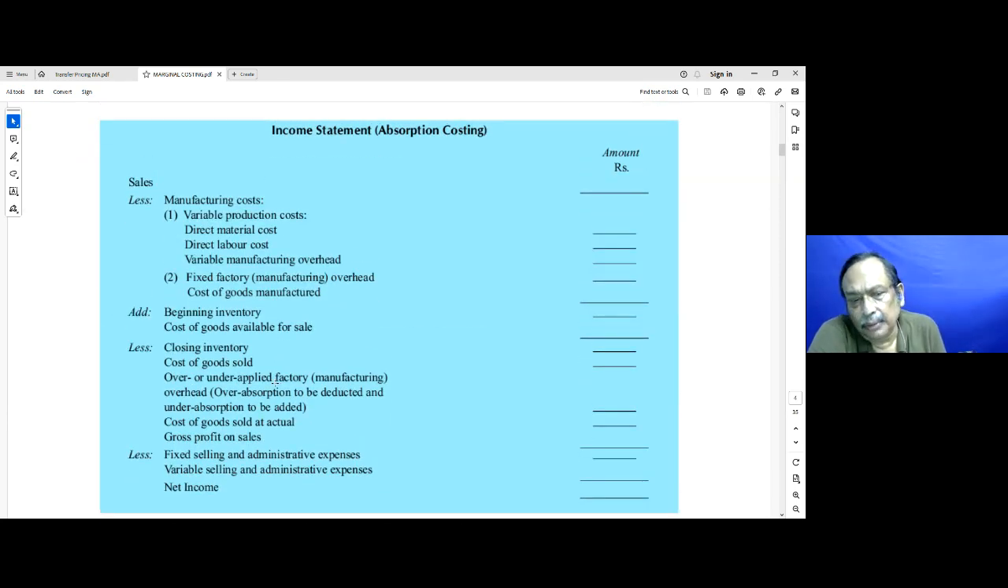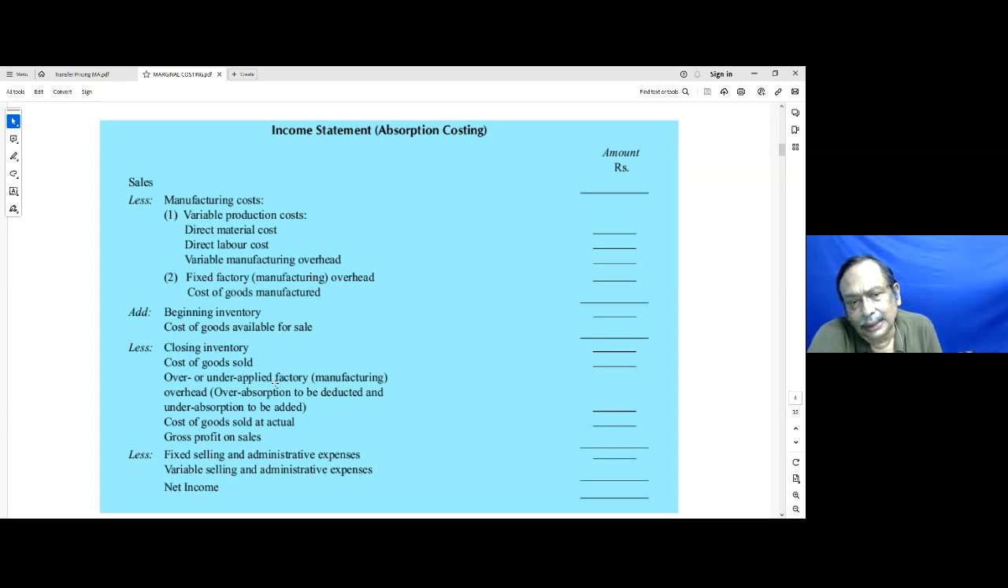So, income statement under absorption costing, how do we get it? We take sales, then we deduct manufacturing cost comprising variable production cost in the form of direct material cost, direct labor cost, and variable manufacturing overhead, and number two, fixed factory, that is manufacturing overhead. Then we get cost of goods manufactured. Then we add beginning inventory, and we get cost of goods available for sale. Then we deduct closing inventory, that is the cost of goods sold.